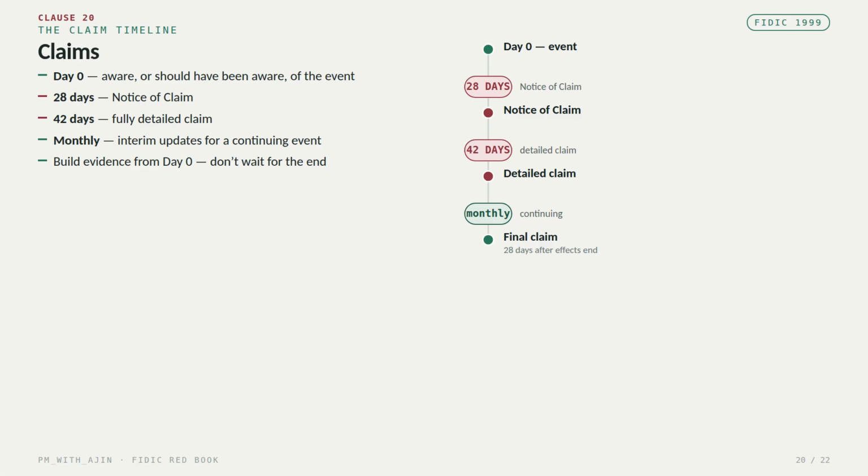The most important lesson is this: do not wait until the end of the project to build a claim. Build the evidence from day 0. Maintain the baseline program, the updated programs, daily reports, manpower records, correspondence, photographs, instructions, and progress records, and maintain the cause and effect relationship between the event and the delay.